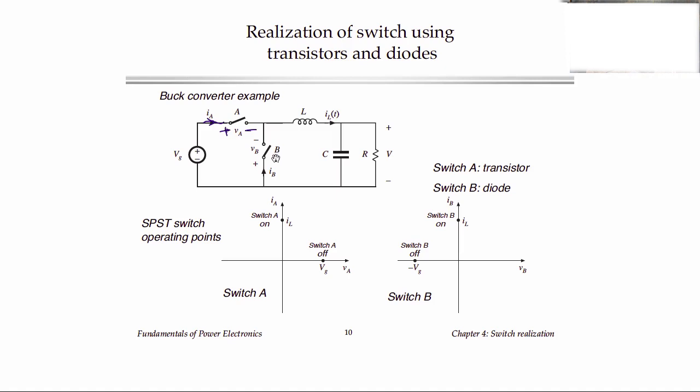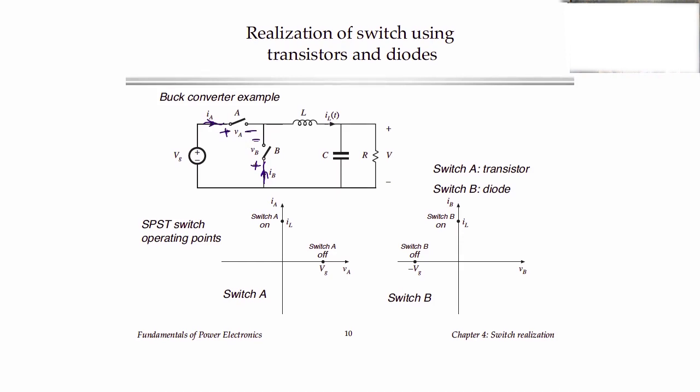Likewise for switch B, I'm going to arbitrarily define the voltage across switch B as having a reference direction of plus on the bottom and minus on the top. And so the reference direction for the current IB will flow from plus to minus through switch B. Now what we have to do is figure out what is the on-state voltage or on-state current imposed on each switch by the converter, and also what is the off-state voltage that the switches have to block. So let's do switch A first.